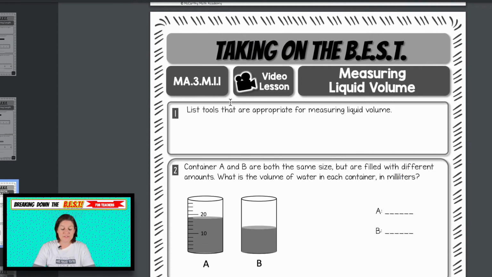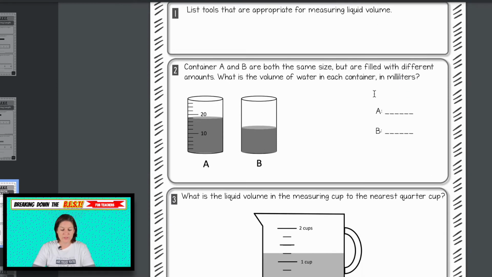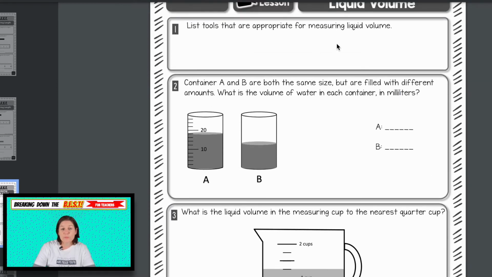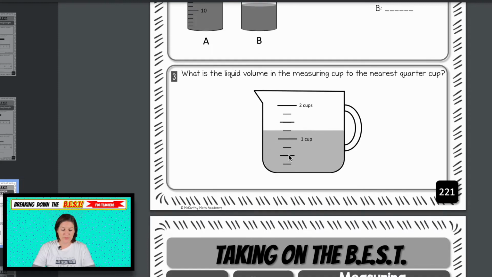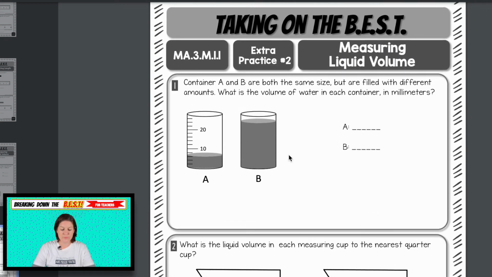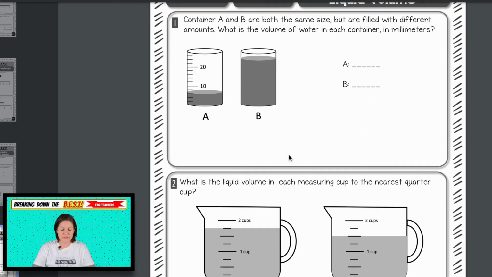Then we've got the next video lesson that you'll find in your bronze membership. That's measuring liquid volume. It lists the tools that are appropriate for measuring liquid volume. We talk about that. Then we have for number 2, an item similar to what we just saw when we were breaking down the standard. And here is a measuring cup that we're measuring to the nearest quarter cup. So we talk about that there. And then there's more practice in your silver membership.